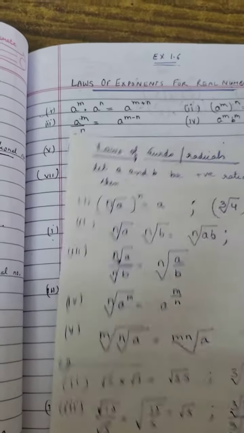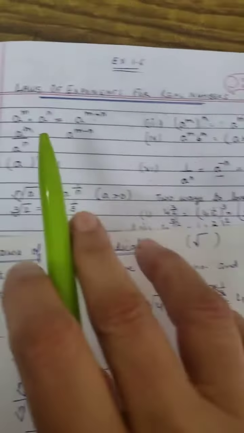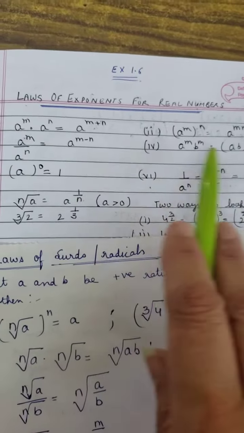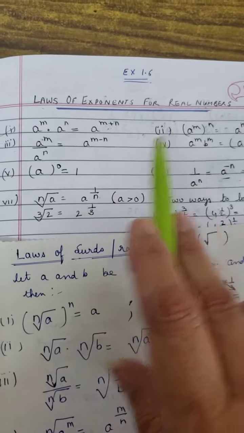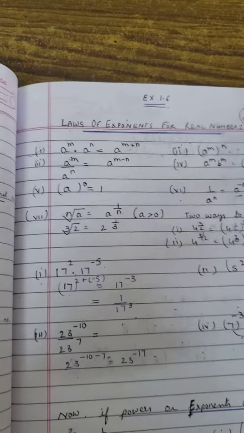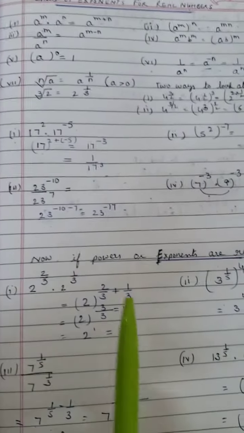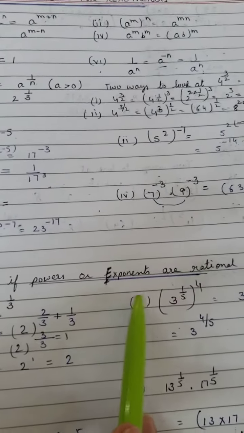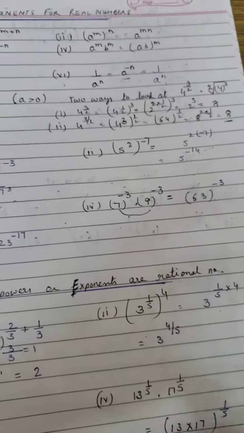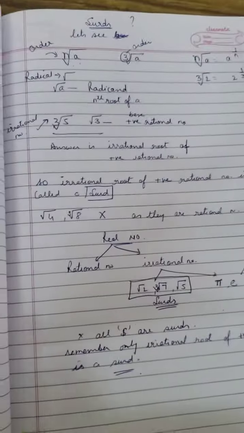Children, by now we have done the laws of the exponents for the real numbers. This you have already done, right? If you do the practice, you will be able to solve all types of the equation. And then we have done the laws of the exponents if the powers of the exponents are the rational numbers, right? These are the two things which we have already done.